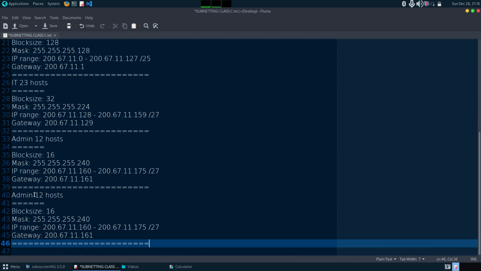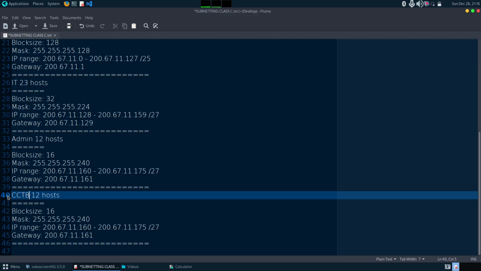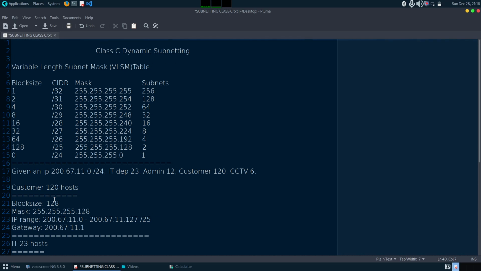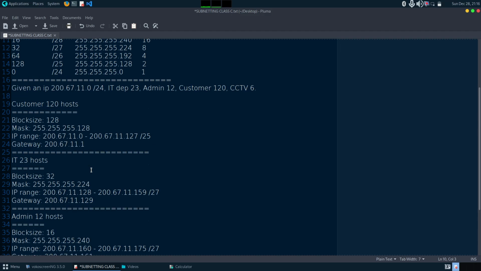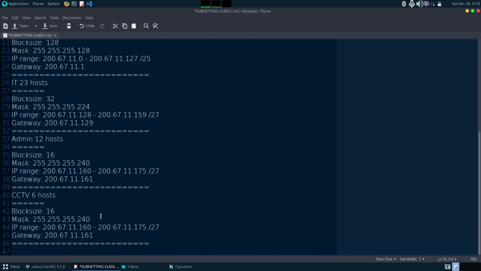Next, the last department, we have what is called the CCTV, which has 6 hosts. So which block can 6 go into and leave a remainder? Therefore we'll pick 8, the one which is close to the number that we have. So what's the mask? 248. So I have 248, and the block size that we're using is 8.